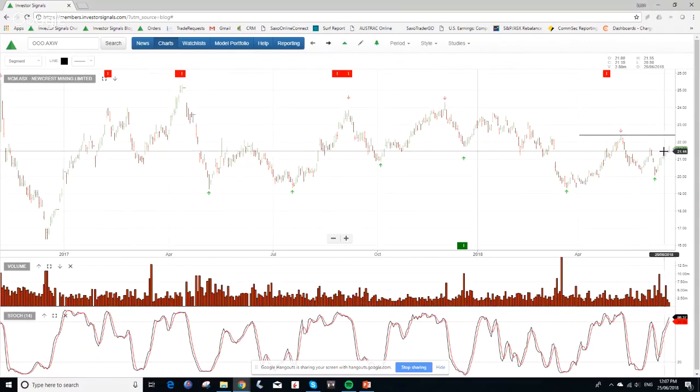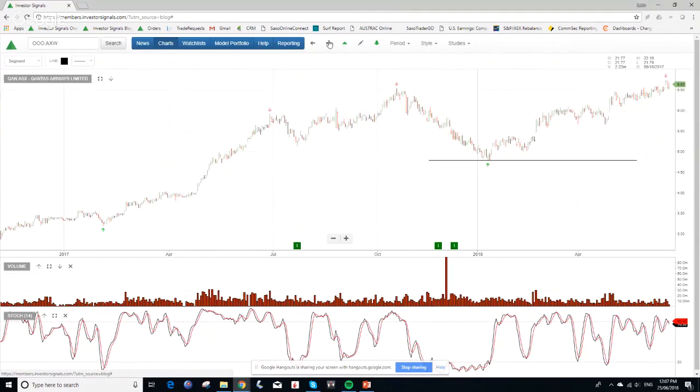Newcrest doing well, pushing back up towards sort of that $22 level there at the moment, but under algorithm sell signals. Qantas has been one of the better performing stocks within the top 50 model, where it's up, I think, somewhere around 30-odd%, and continuing to push a little bit higher.